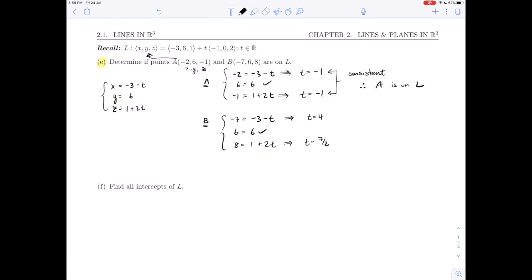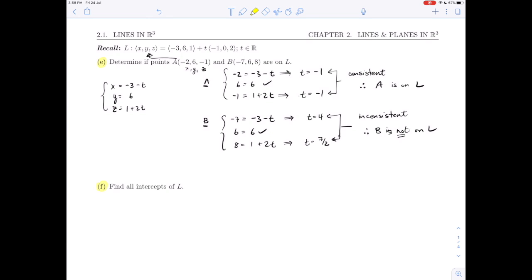Well, those are two different values for t, and that cannot happen at the same time, which means that our system is what's called inconsistent. And you'll see those words more in your chapter on linear systems that's upcoming. So if the system is inconsistent, that means the point, our point B, is not on L.